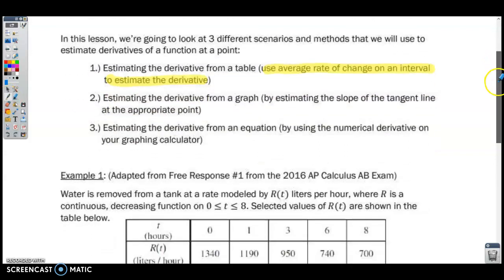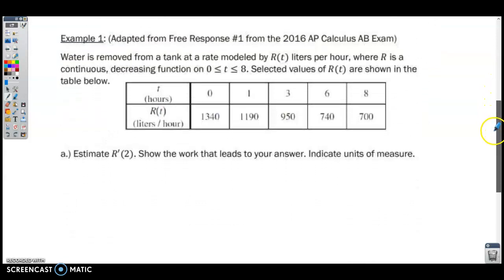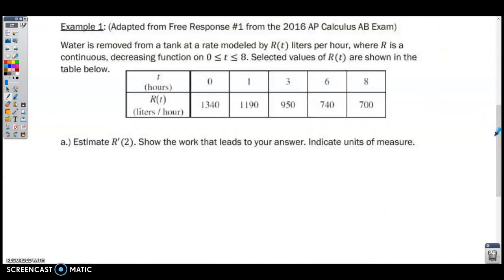All right, so let's start with example 1, which is adapted from free response question number 1 from the 2016 AP Calculus AB exam. Water is removed from a tank at a rate modeled by R of t liters per hour, where R is a continuous decreasing function on the interval from 0 to 8. Selected values of R of t are shown in the table below. And we're going to estimate R prime of t and show the work that leads to our answer, and indicate units of measure.